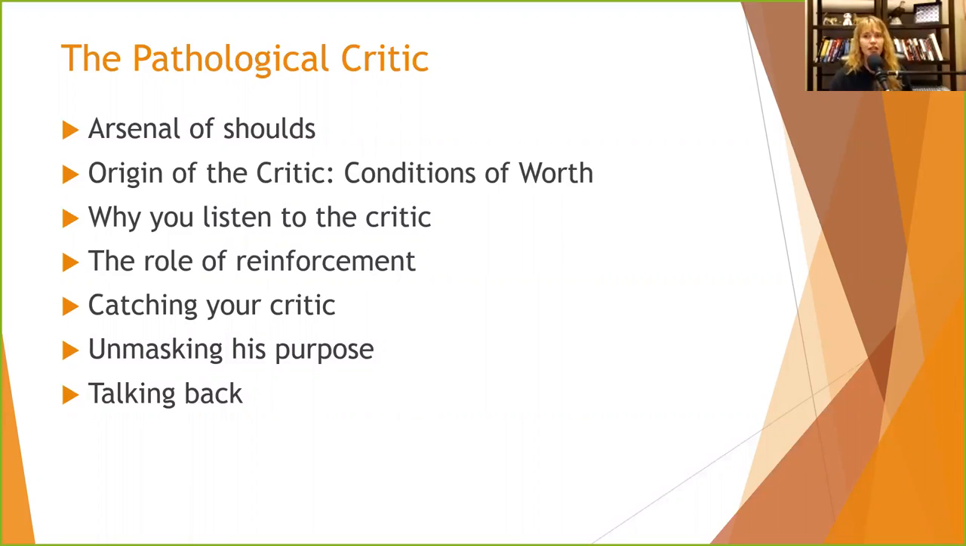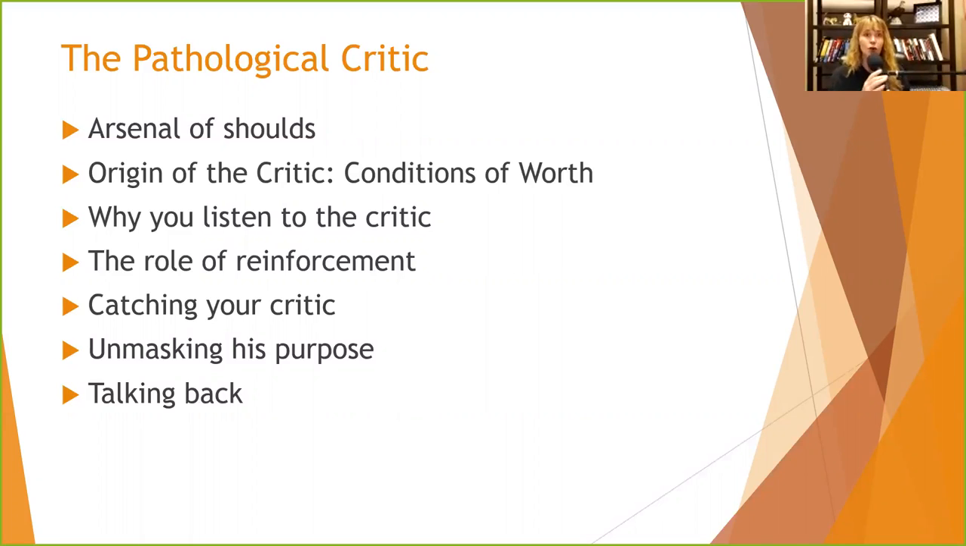The origin of the critic. When we're little, we are exposed to conditions of worth. We're given praise for things that we do well, that other people think we should do well, because our parents think we should behave in a certain way. So when we behave in the way that they expect or they want us to behave, we get praise, we get luxuries, we get some freedoms. When we don't behave that way, if you've got somebody paying attention or lording over you or whatever you want to say, then there's generally a punishment involved.